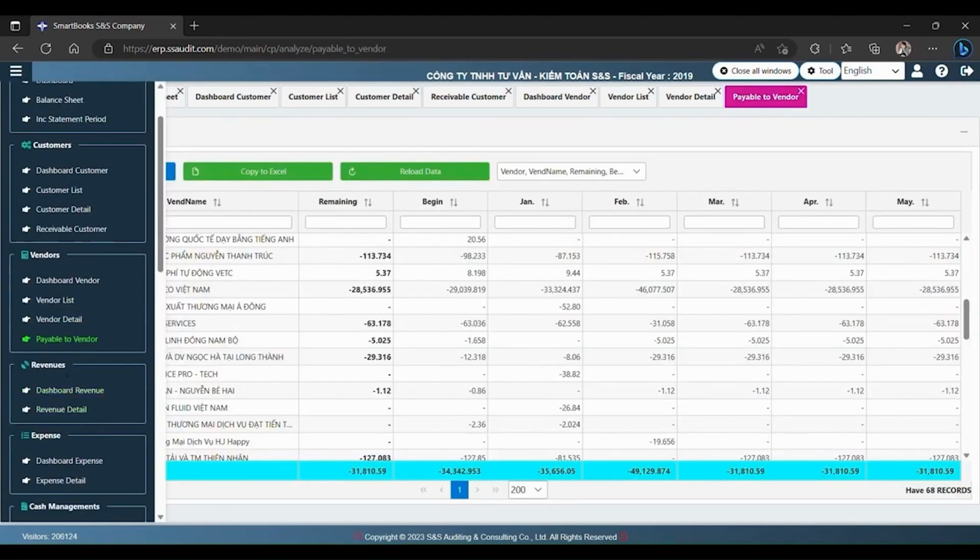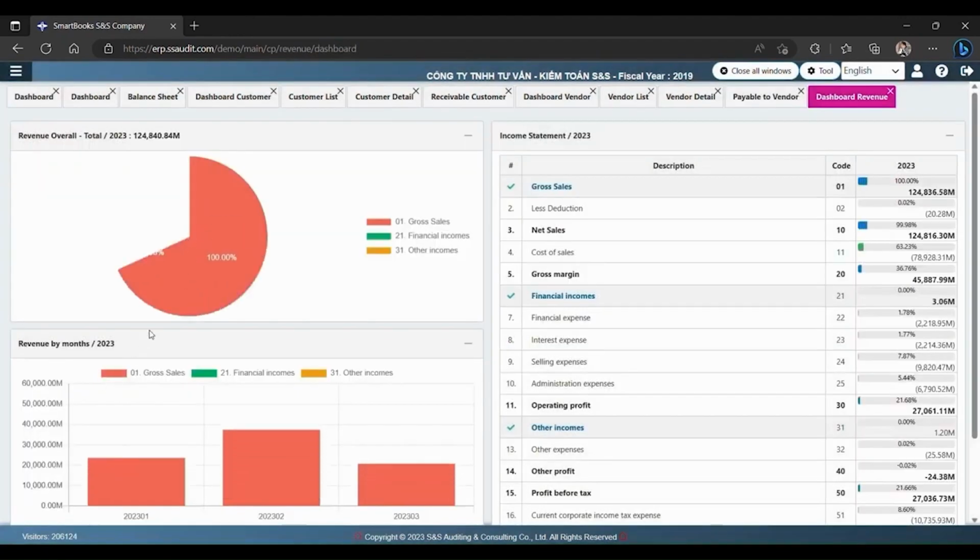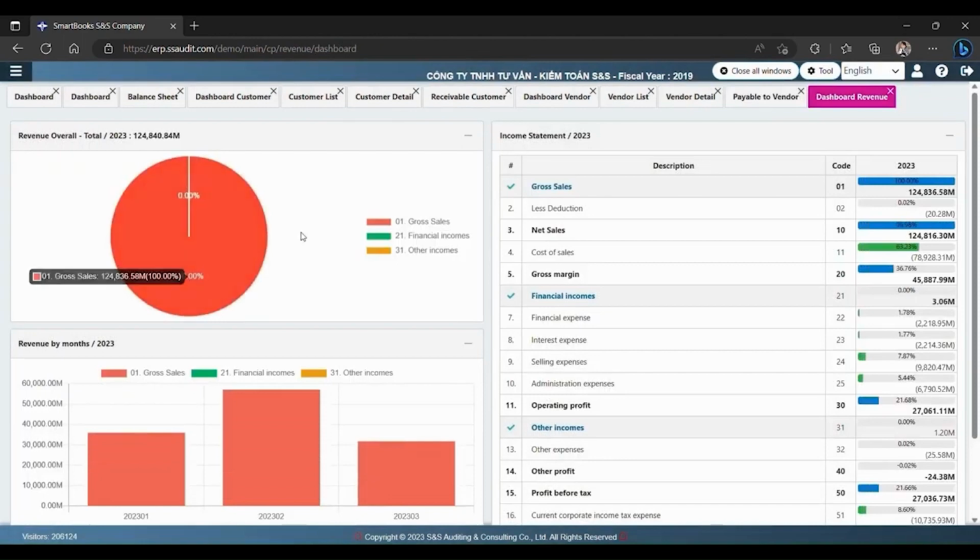Revenues dashboard. Revenues overall chart. Revenues by period chart. Income statement.